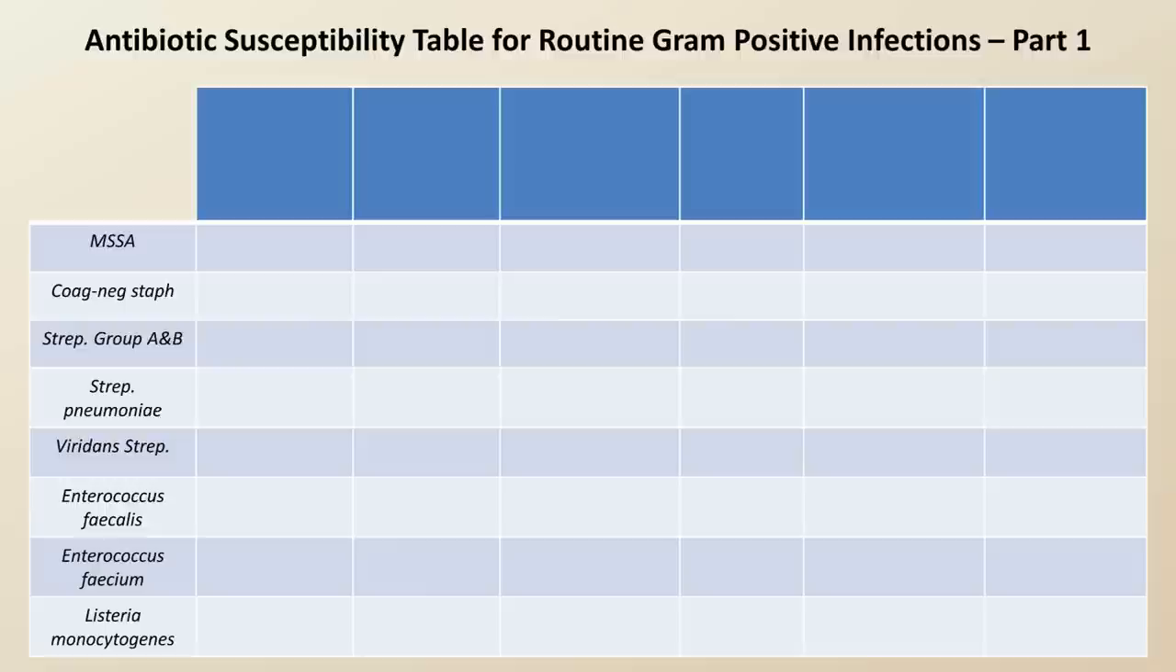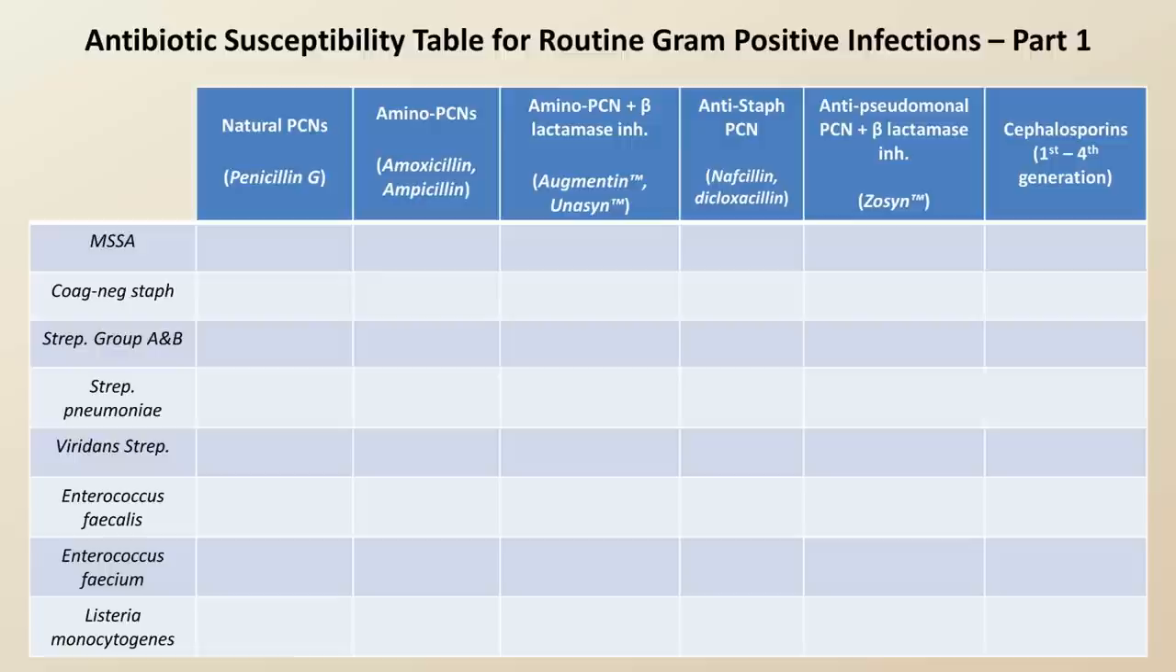These are by no means the only gram-positive infections out there, but aside from MRSA and VRE, which I'll talk about in a minute, these are otherwise the most commonly encountered ones in routine clinical practice. Part one of this chart will focus on the penicillins and cephalosporins. So first up are the natural penicillins, most commonly penicillin G. The natural penicillins have no reliable staph coverage, but are great for most forms of strep.